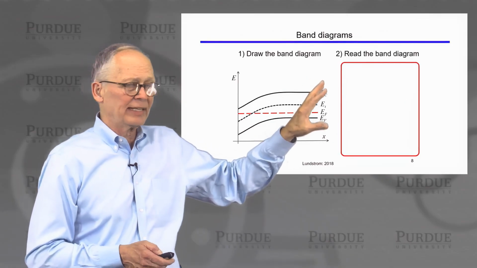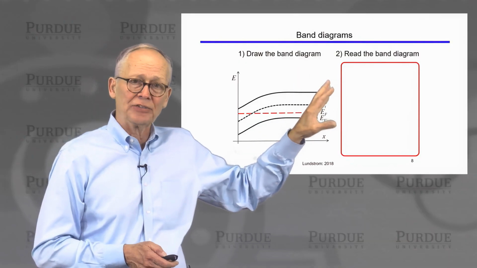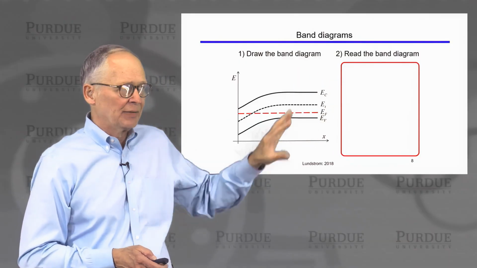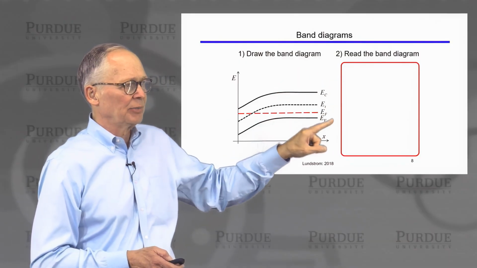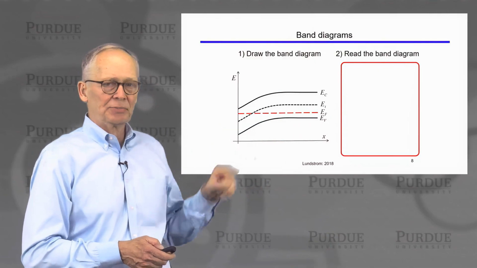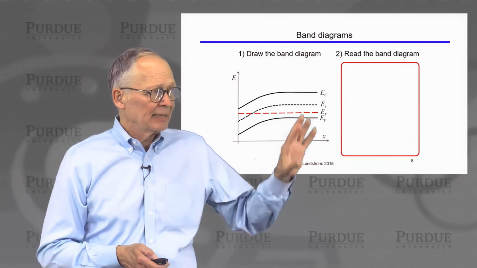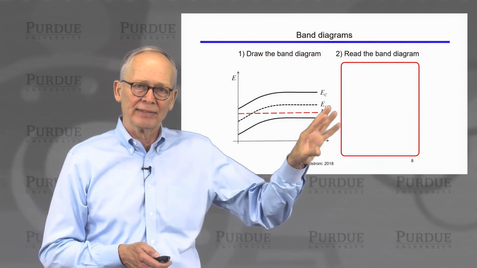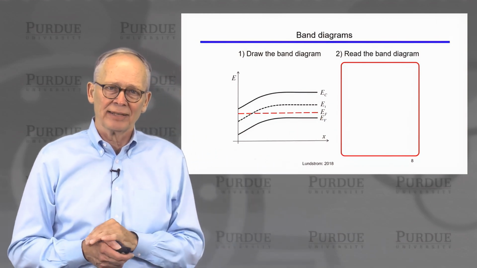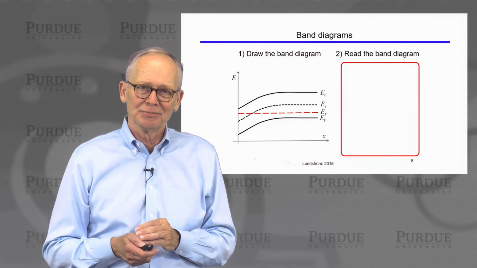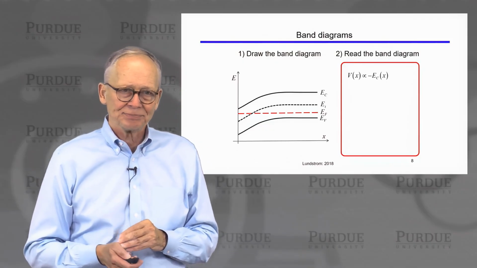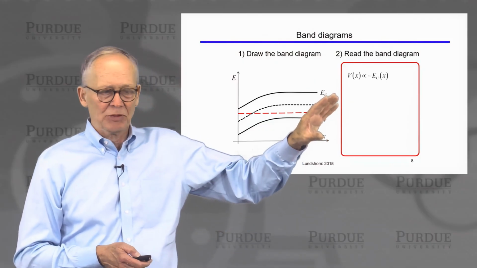The first step in thinking about a device would be to draw its energy band diagram. If we're drawing an energy band diagram in equilibrium, we'll have a Fermi level that's independent of position, and then we need to deduce how the bands bend. The second part of using energy band diagrams is to read them and extract some useful information from them.